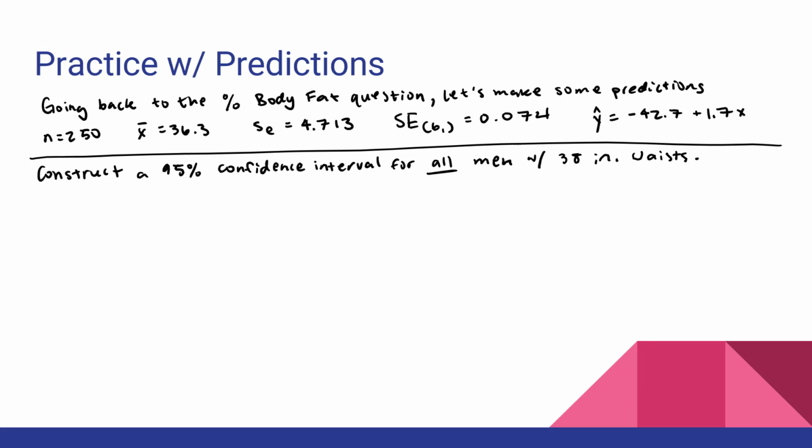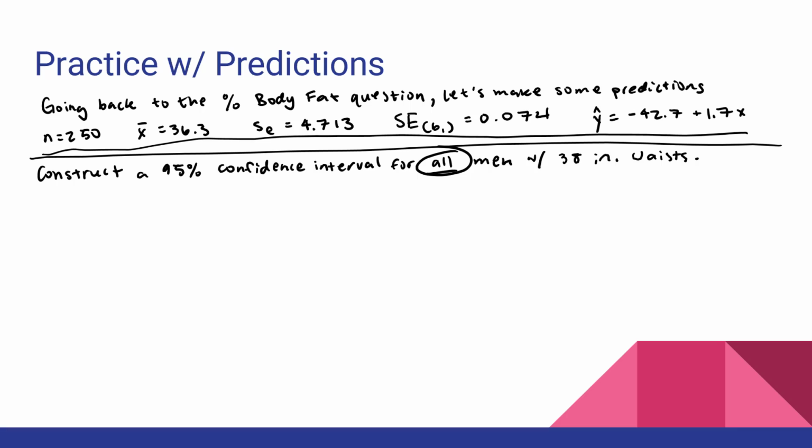So here's some practice. I have given you all of your important numbers here. What we're going to do is construct a 95% confidence interval for all men with 38-inch waists. We see the word all, so that means we're going to be making a prediction for a group of people. Once we see a group, we know that the equation we have to use for the standard error is going to have to be the one for means.